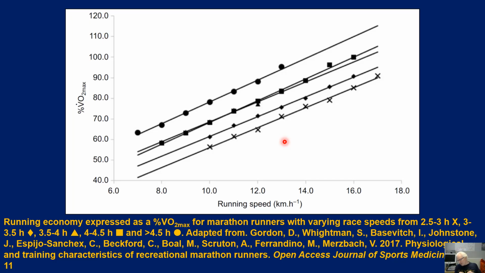Now we've expressed the economy slightly differently here. Rather than expressing it as mils per kilogram per minute, we've simply expressed it as the percentage of VO2 max. It's the same principle, and you can see the linearity between VO2 and workload, but you can also see that discrepancy between faster runners and slower runners, or faster athletes and slower athletes. And this is why economy is so fundamentally important to endurance performance. It's a really powerful tool for discriminating between faster and slower runners.